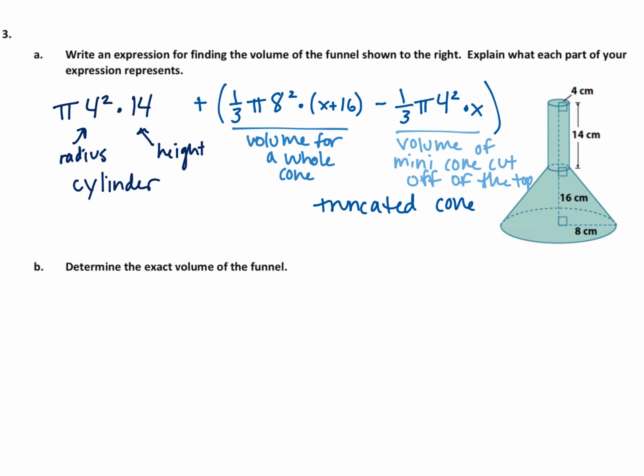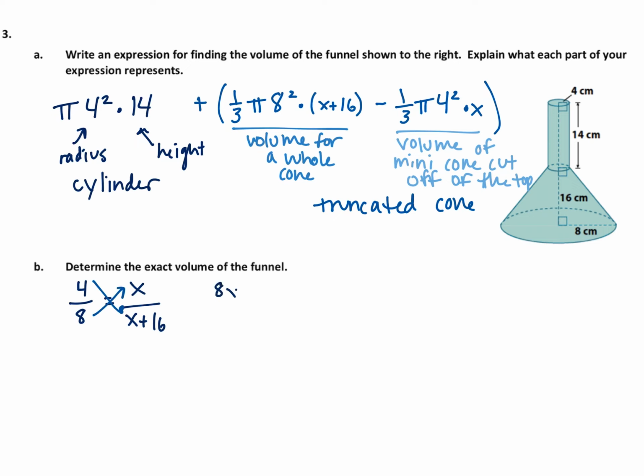So now to determine the exact volume of the funnel, we are going to have to figure out what x is. And to find out what that missing height is, we set up a ratio. So 4, the small radius, gets compared to 8, the large radius. And the small height is x, and the whole height would be x plus 16. So we're going to cross multiply to set up an equation.